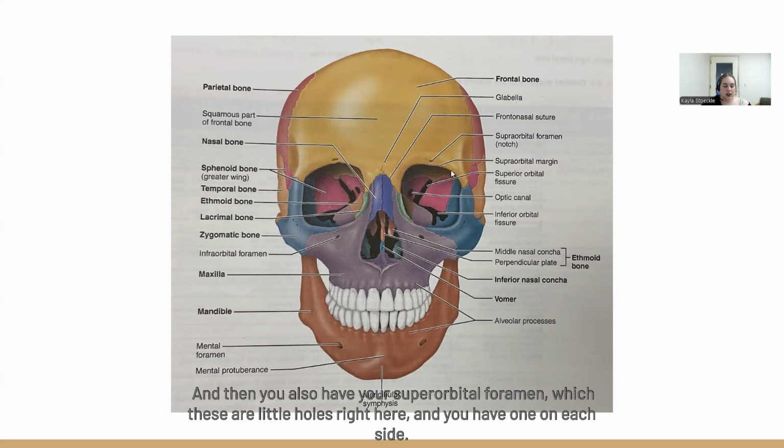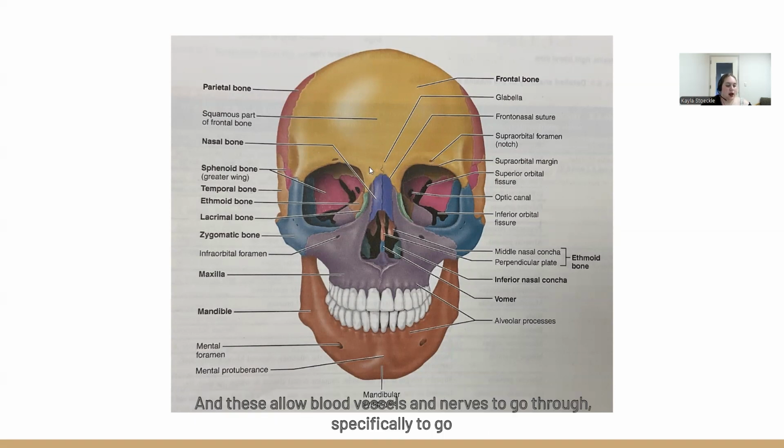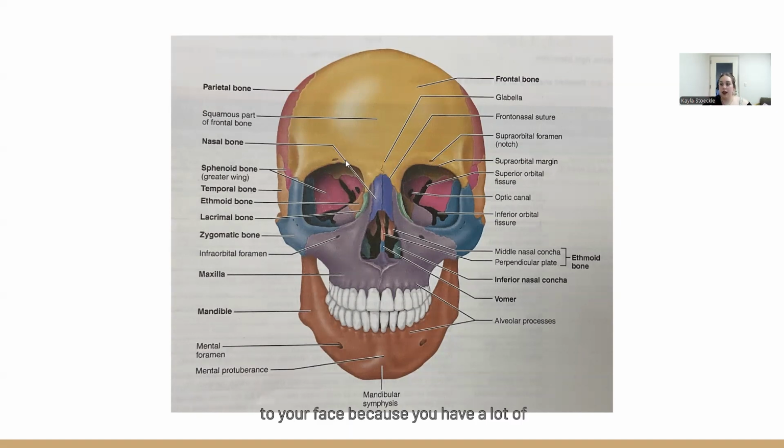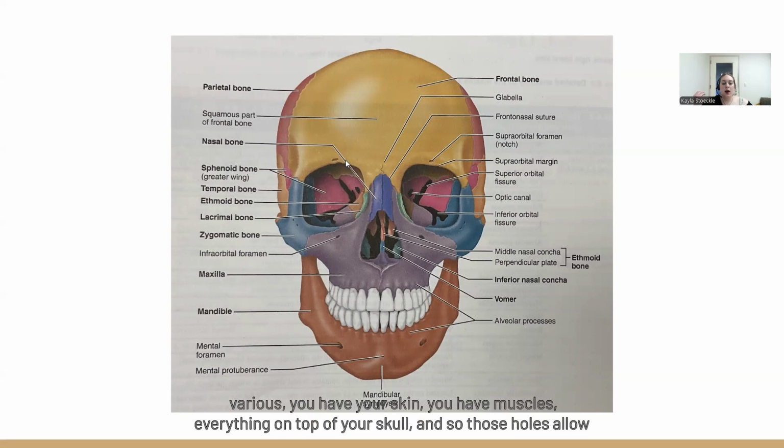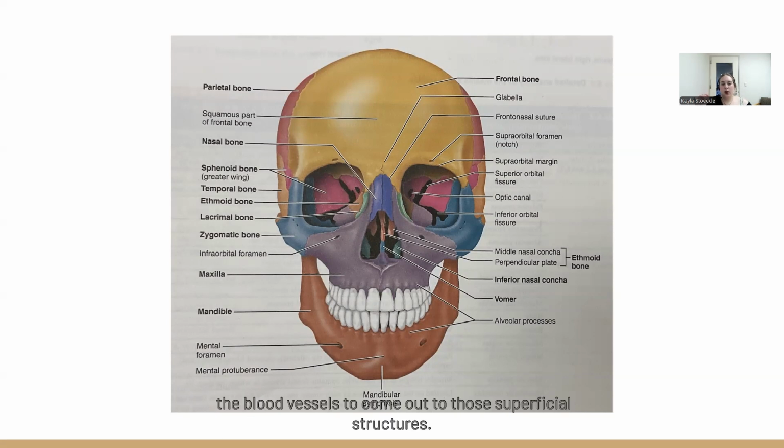And then you also have your supraorbital foramen, which are little holes right here, and you have one on each side. And these allow blood vessels and nerves to go through, specifically to go to your face, because you have your skin, you have muscles, everything on top of your skull. And so those holes allow the blood vessels to come out to those superficial structures.